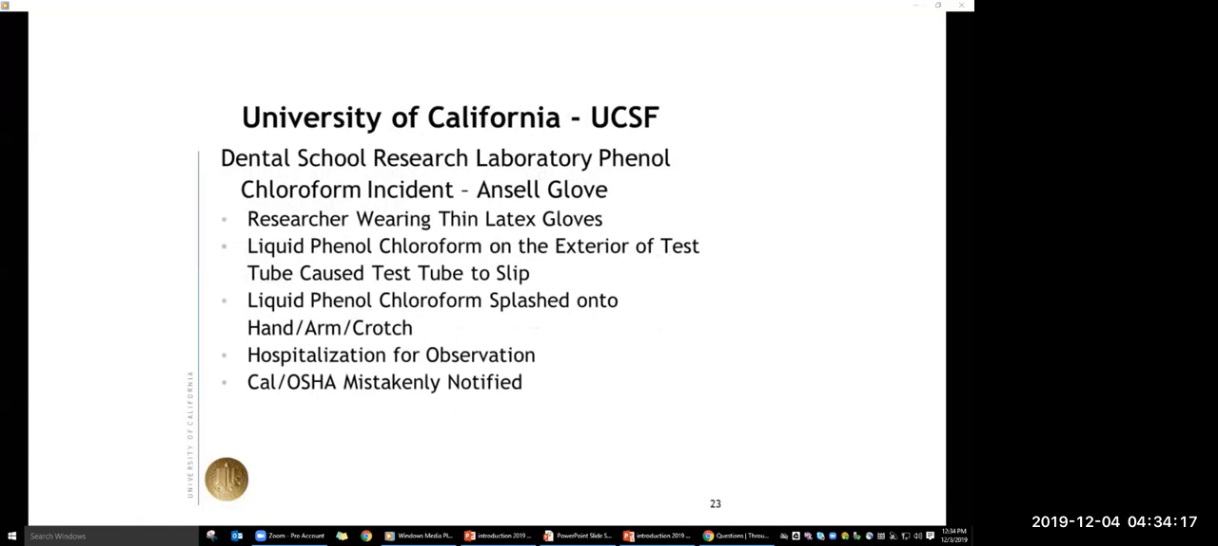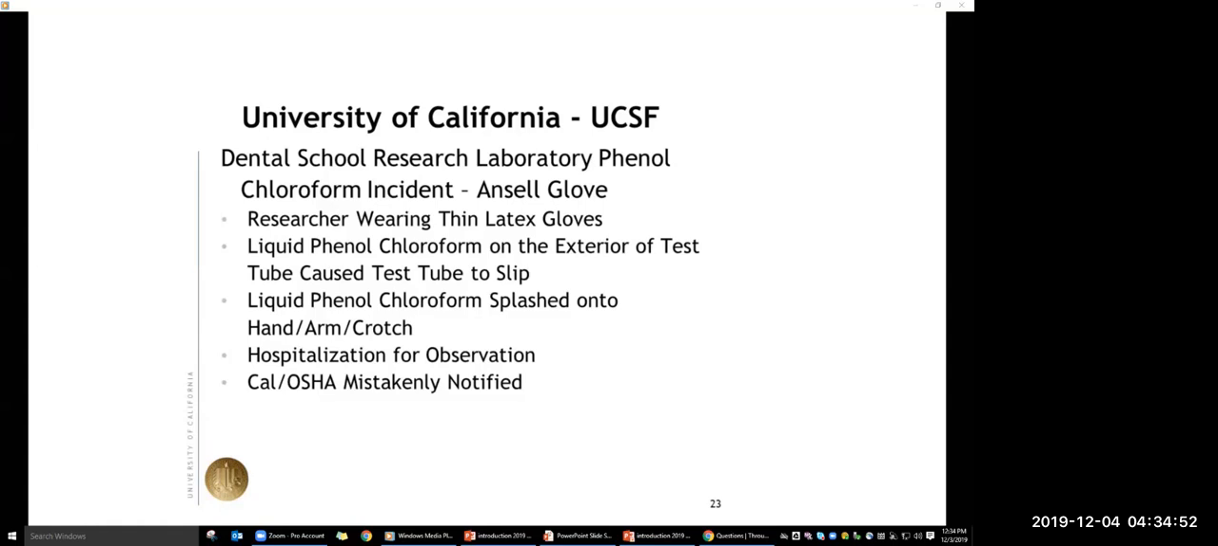At UCSF, there was a very unique research laboratory incident which led to UC partnering with Ansell Glove to fill a PPE gap in regards to chemical hand protection. At a research laboratory in the School of Dentistry, a researcher was doing a DNA extraction using phenol chloroform. The researcher performing the procedure did it in a biological safety cabinet, not in a fume hood. He was wearing a lab coat and thin latex gloves.